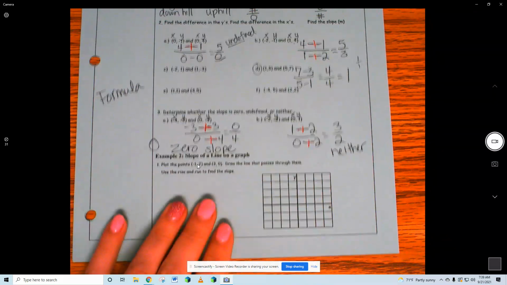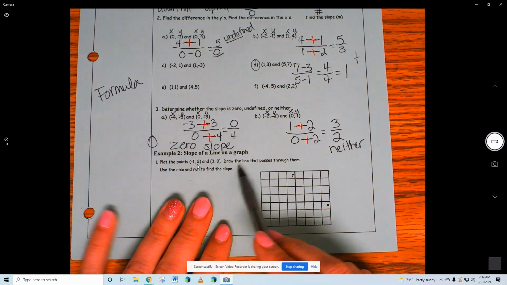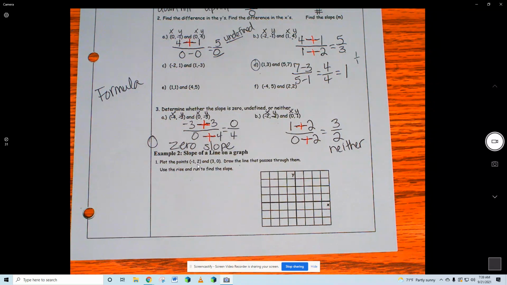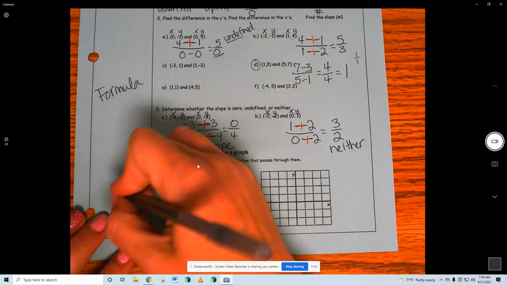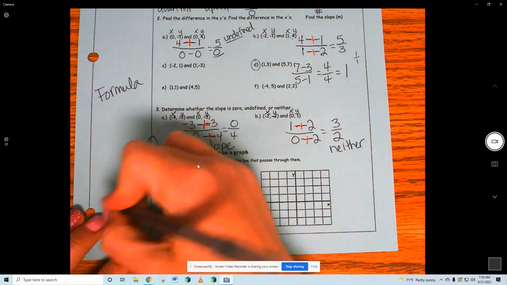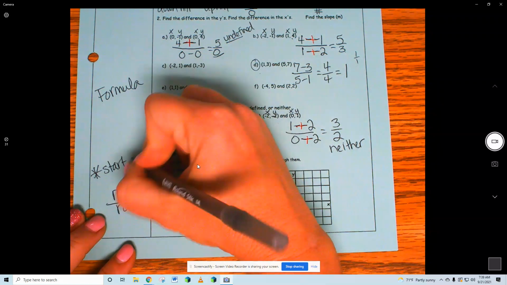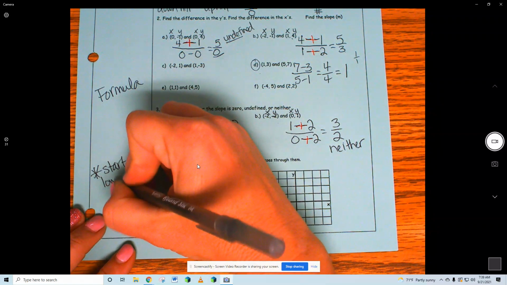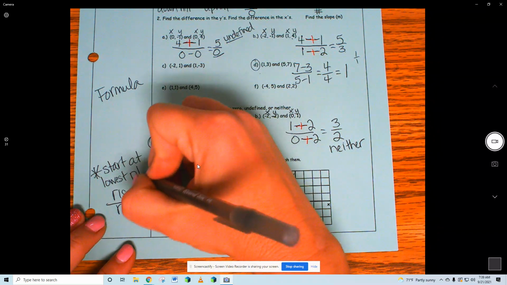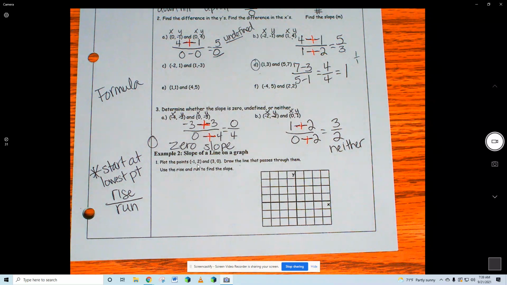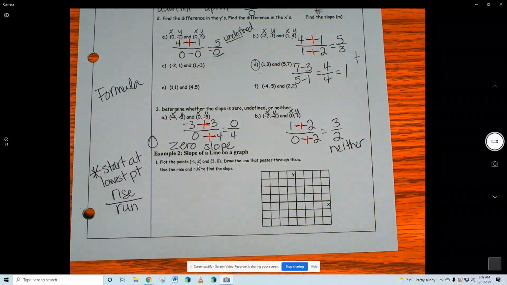Example 2. Slope of a line on a graph. So now I'll be looking at a graph, and I'm going to have to do rise over run. I have some important info. I always start at the lowest point, because then I'm always rising. Start at whatever point is below, lower.